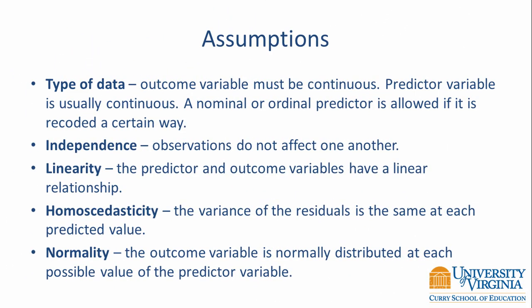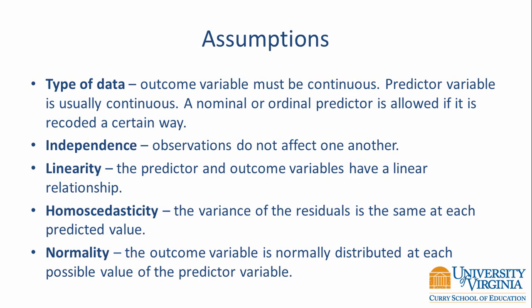Simple linear regression requires several assumptions. First, the outcome variable must be continuous, either interval or ratio. In most applications, the predictor variable is also continuous. However, we can use nominal or ordinal predictor variables if we recode the variable in a particular way. Recoding the predictor variable is an advanced topic that won't be discussed here. For now, use regression with a continuous outcome variable and a continuous predictor variable.